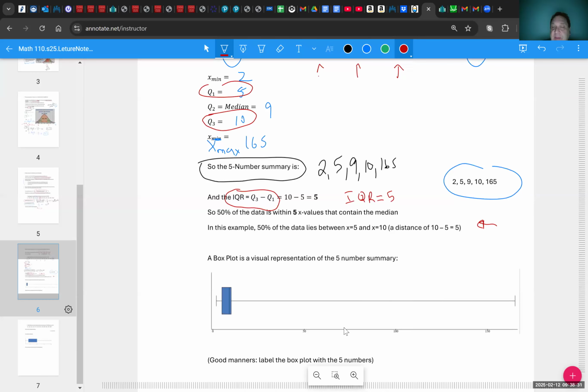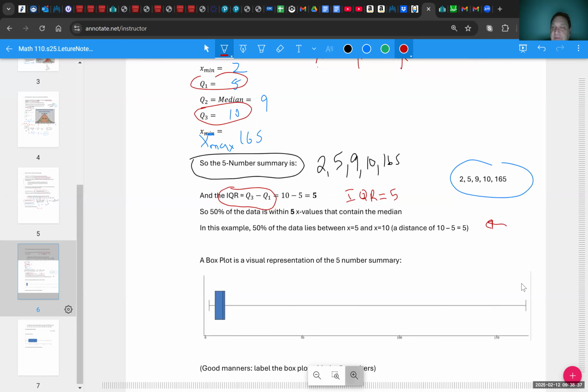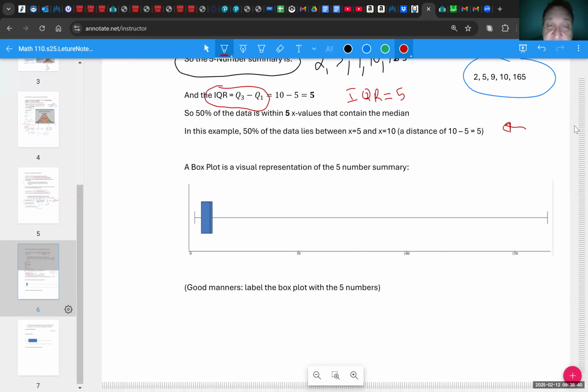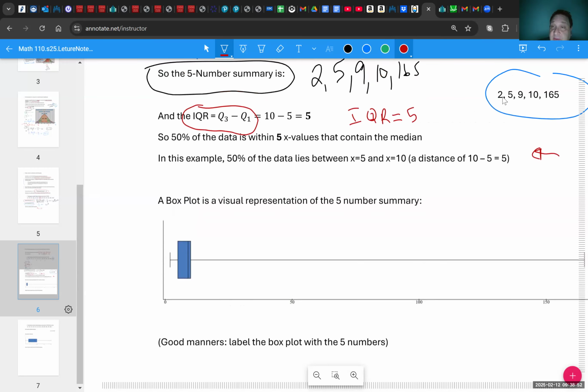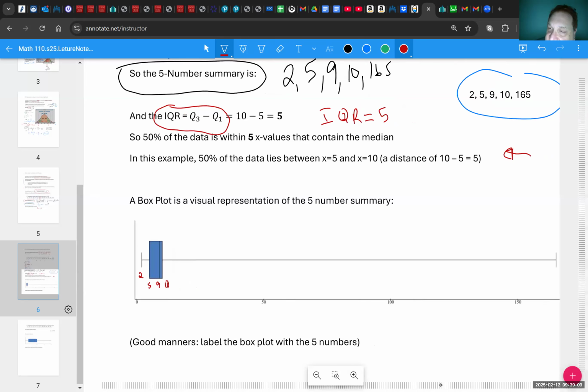So back over here, that's basically a copy paste of that StatCrunch graph. I'll zoom in just a little bit here. So that's what a box plot is. It's just a visual representation of those 5 numbers. Now, it is considered very good manners to put the numbers of the box plot in there. So what are the numbers? Well, that's just the 5-number summary numbers, right? The numbers are 2, 5, 9, 10, and 165. So we would literally write 2, 5, 9, 10, and then, oops, I don't have enough space here, 165.